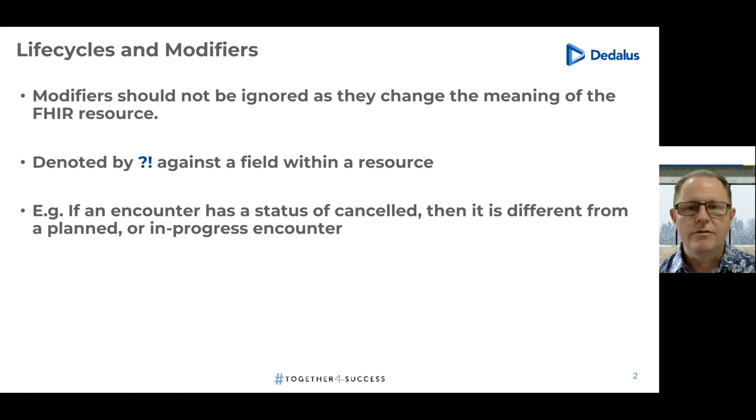So if we know that we've got a planned encounter, we might want to show that differently to an active in progress encounter. If it's cancelled, you might want to strike it out inside your user interface. But by having that modifier, we need to interpret it. We need to take it into account when we're looking at that particular data.